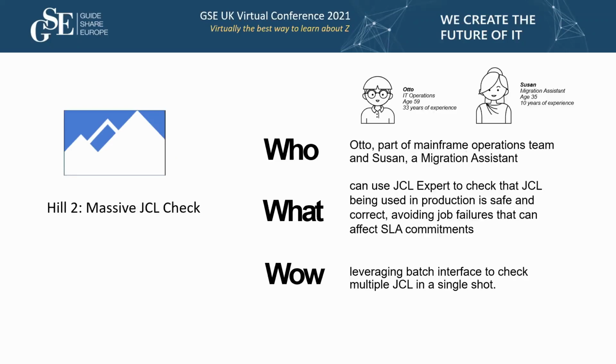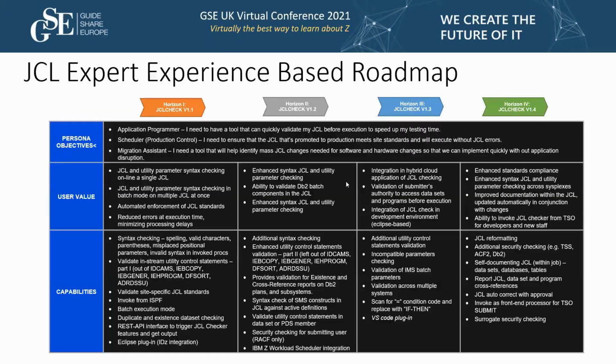The second persona is instead for the operations and the migration assistant. As we say, they are more focused on checking mass of JCL, a big number of JCL, and their challenge is to have the production batch running safely without any job failure, because a job failure can affect the ability to meet the SLA commitments and deadline. And so they will likely leverage a batch interface to the JCL checker to have multiple JCL checked in a single shot. So based on those two personas that we identified, we created an experience-based roadmap.